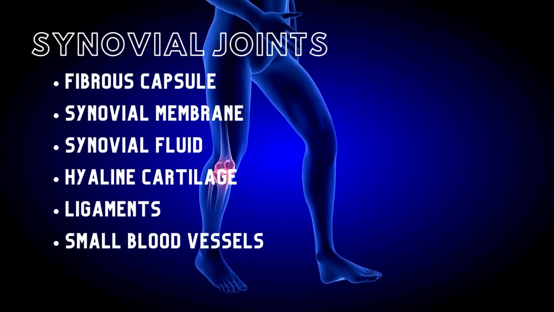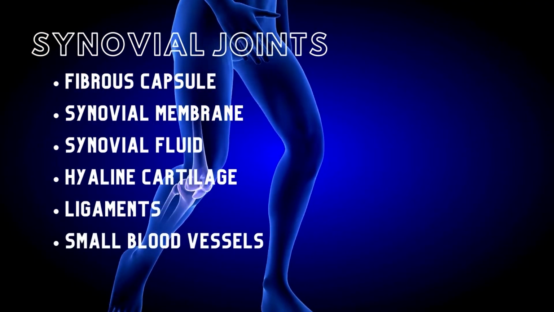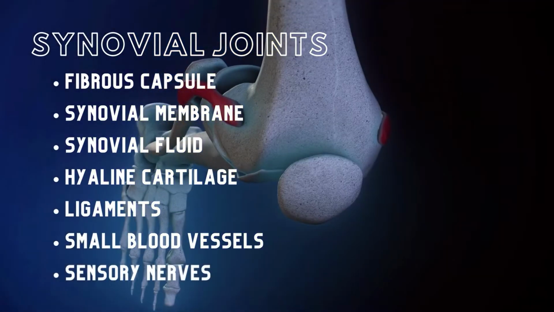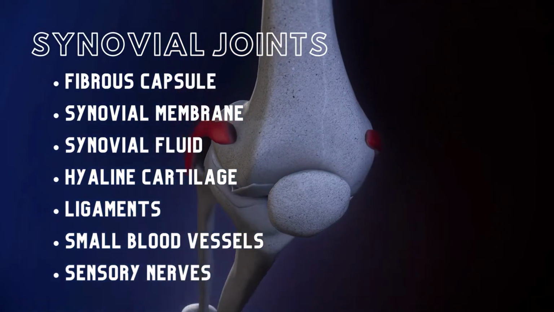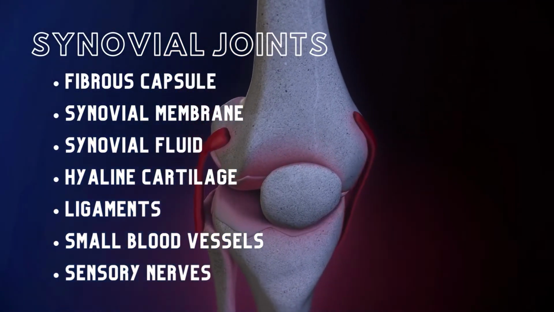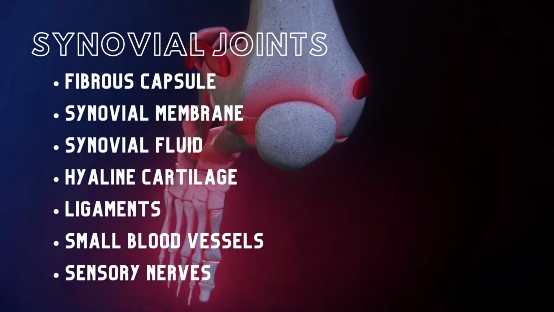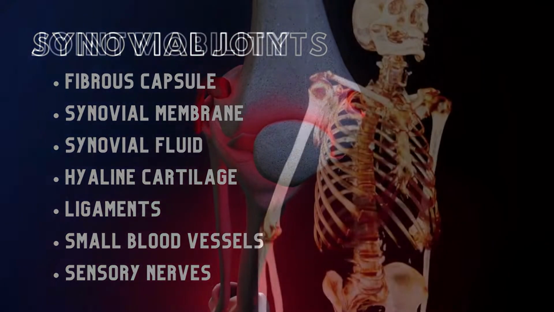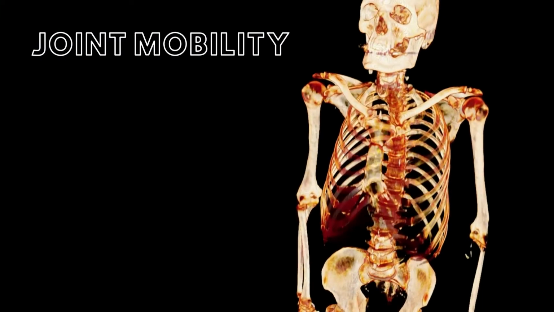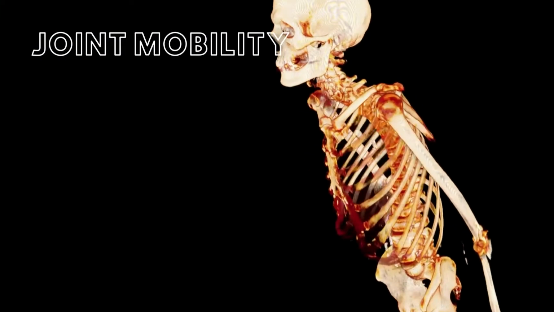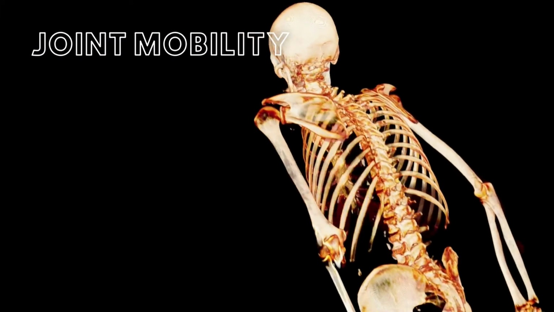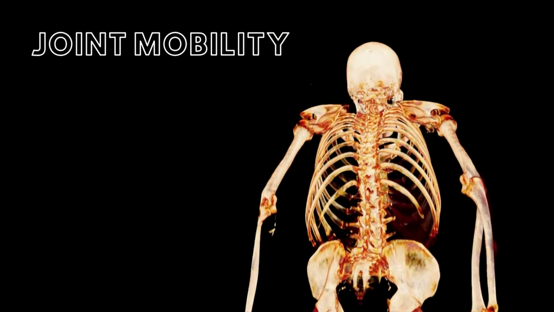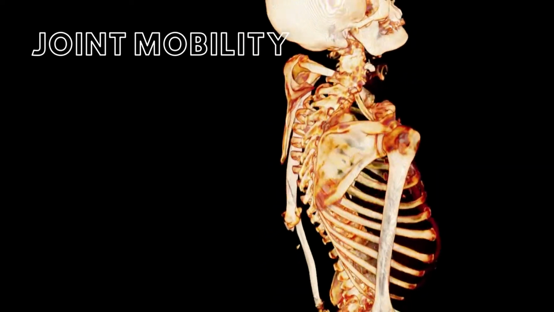Small blood vessels and capillaries penetrating the joint capsule. And lastly, sensory nerves, supplying the ligaments and the external layers of the joint capsule with the receptors for proprioception and pain. The more mobile a joint is, the less stable it is. Joint mobility and joint stability are antagonists of each other. The more one means, the less of the other.